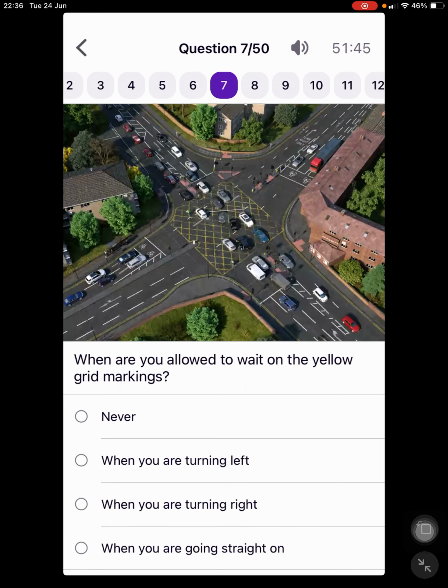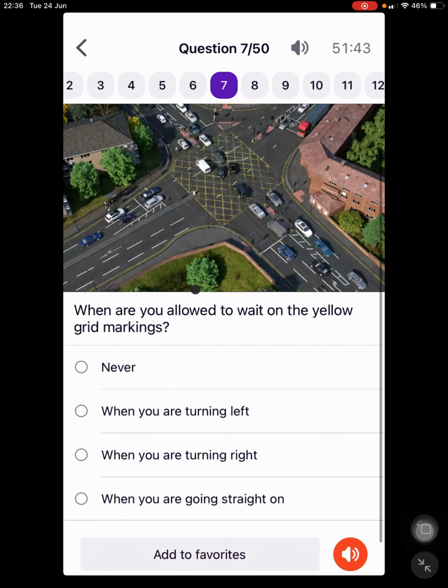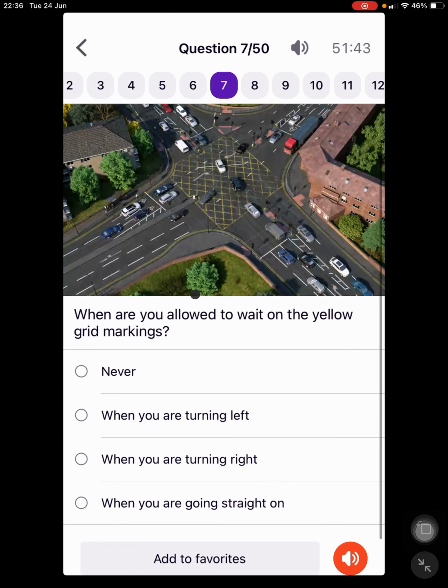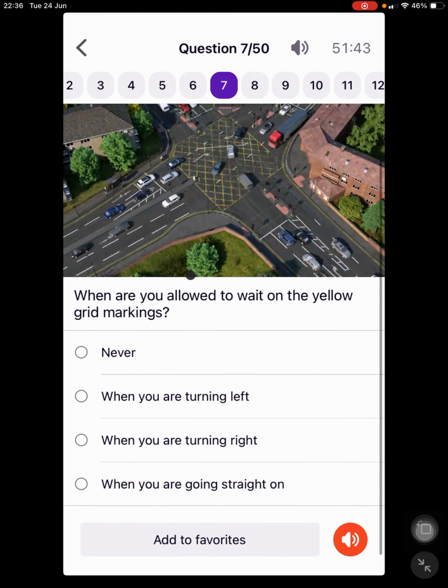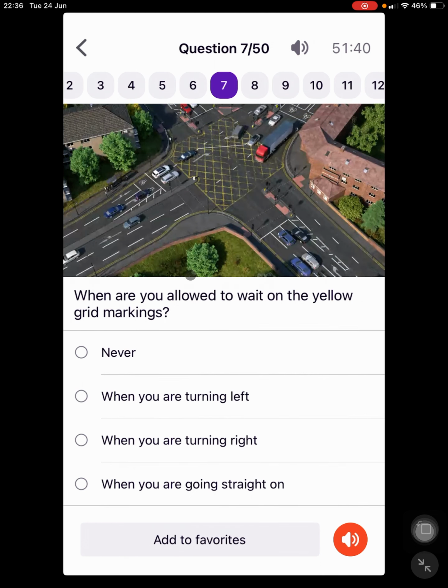When are you allowed to wait on the yellow grid markings? Never. When you are turning left. When you are turning right. When you are going straight on.